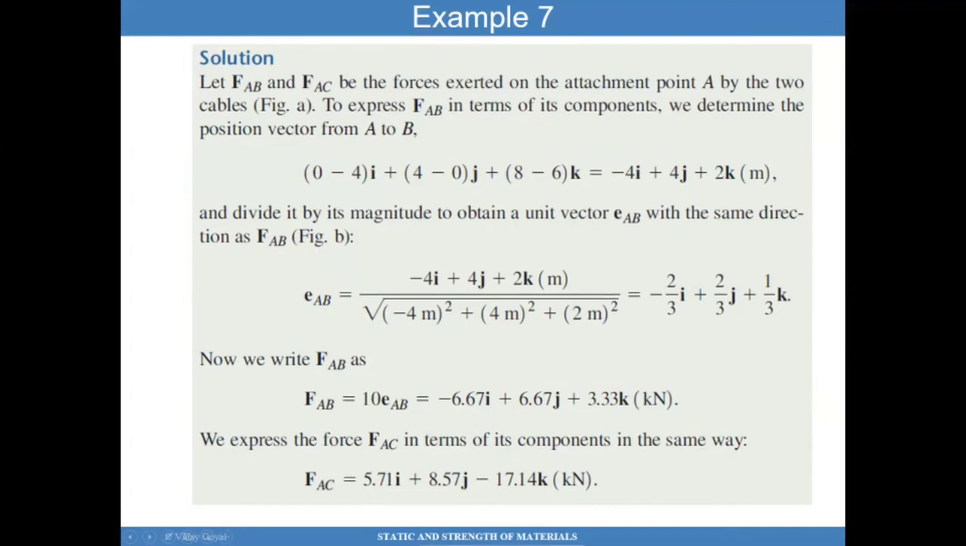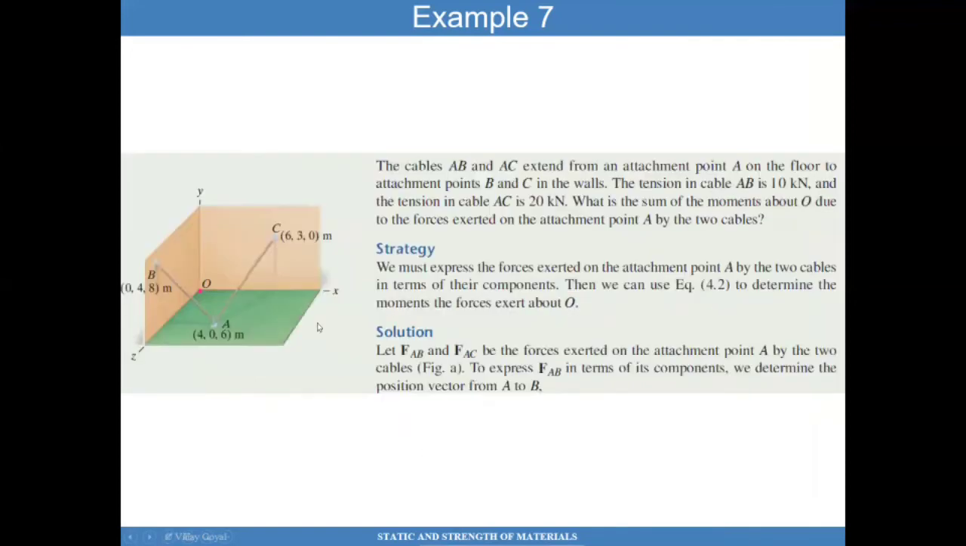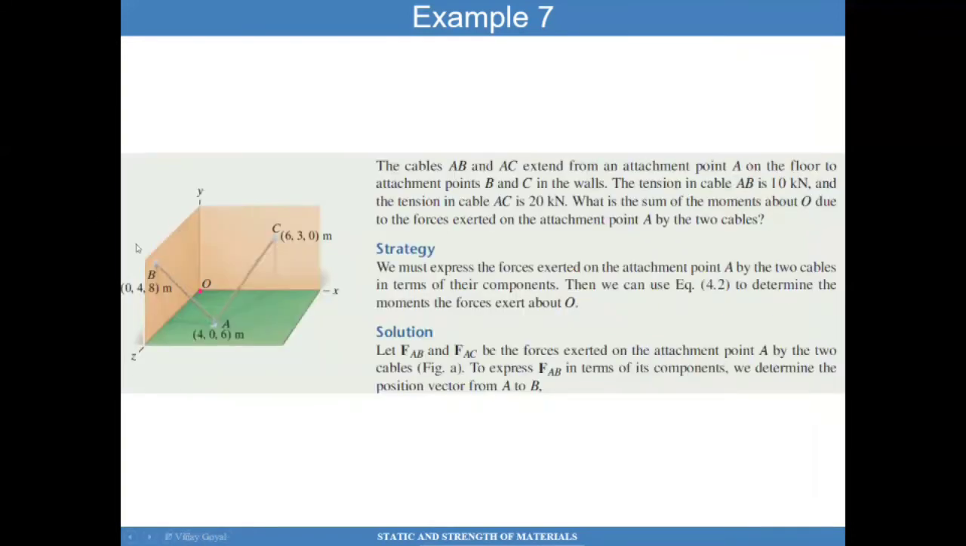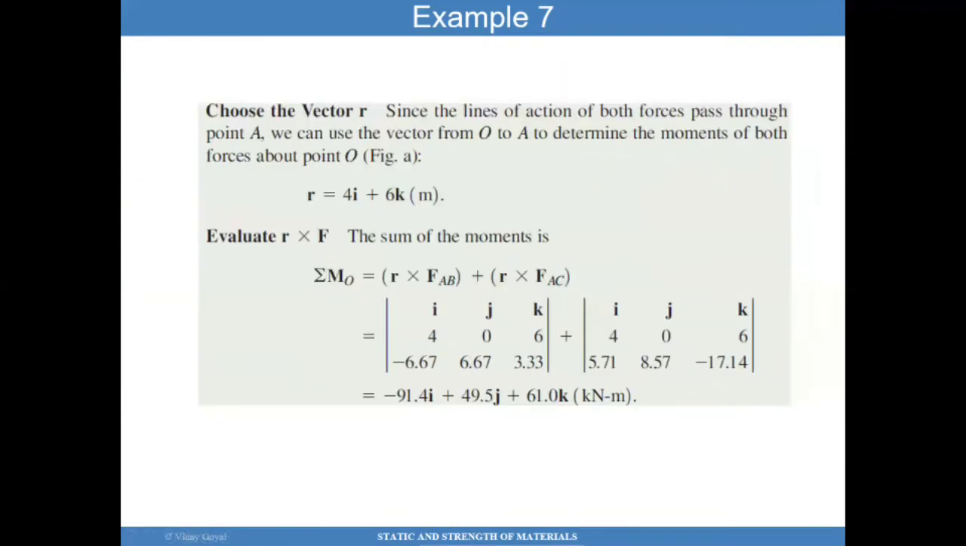And so the force AB is 10, the magnitude. So I have to take that magnitude 10 and multiply by the unit vector, and that will give us the components in the X, Y, and Z directions for that force. We can also express the force FAC in the same way. Now that I have the force that points from A to B and A to C, now all I have to do is to determine the vector R.